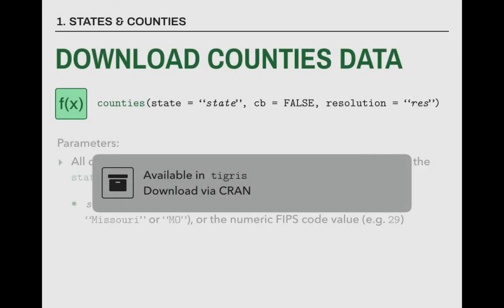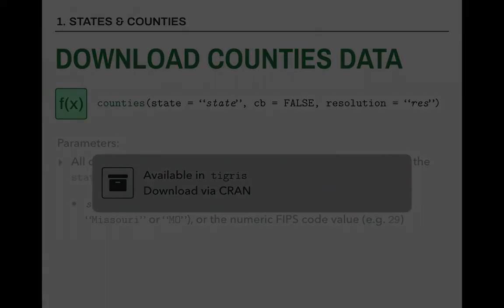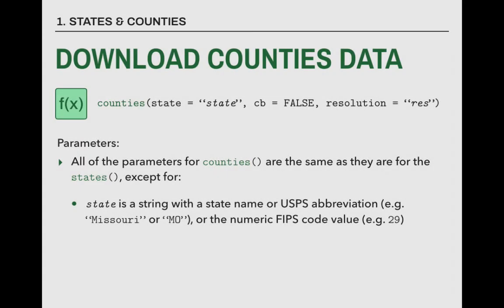Downloading county data is largely the same. The tigris function for accessing county level data is called counties. Like the states function, it takes an argument called CB and an argument called resolution. These work the exact same way as they do in the states function. The additional piece is that we now need to specify a single state we are downloading data for.